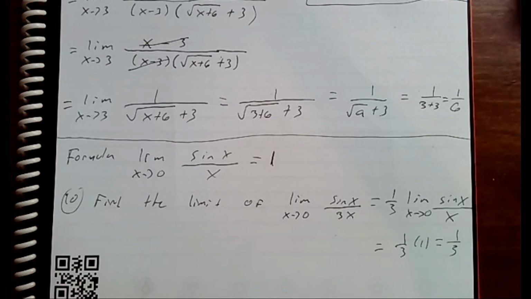How did you pull the 1/3 out? You can pull any constant in front of a limit. That is one of the limit properties, which I will also send you. There's a few of them. And we got 1 from that formula. That's how we were applying it to this problem, right? Yeah, so we applied it right there.